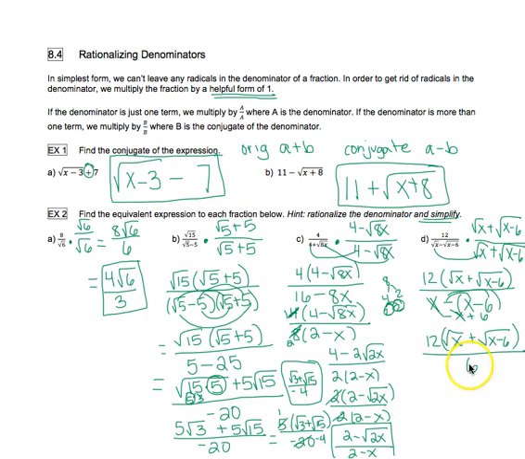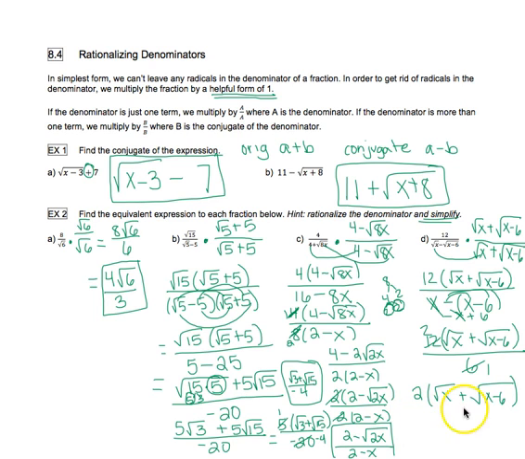So here's why I don't distribute. You could see it, in the last one where the 4 reduced with the 8. Here, the 12 reduces with the 6. So divided by 6 is 1, divided by 6 is 2. So my final answer then becomes 2 outside of radical x plus radical x minus 6.